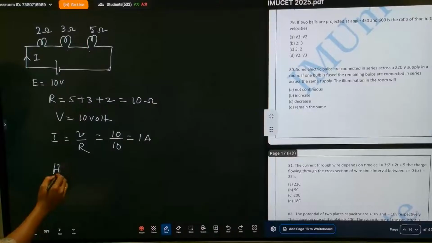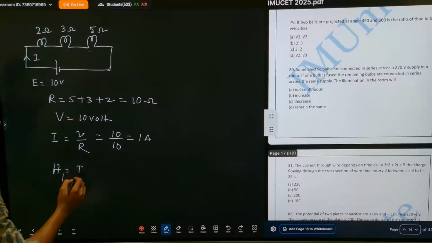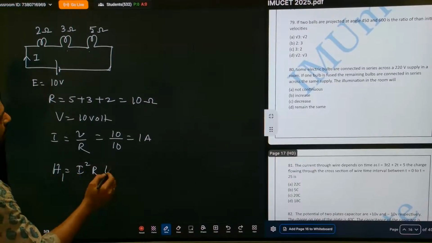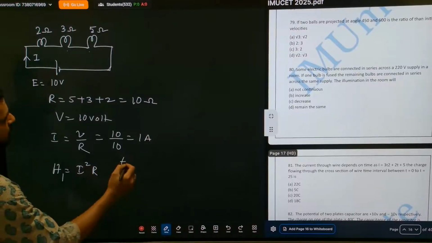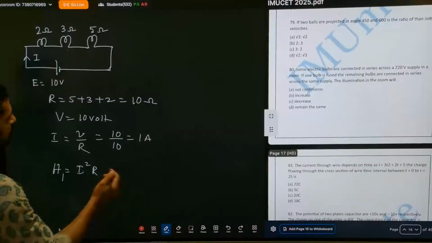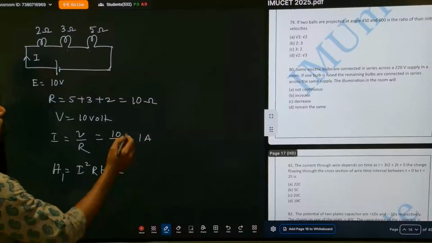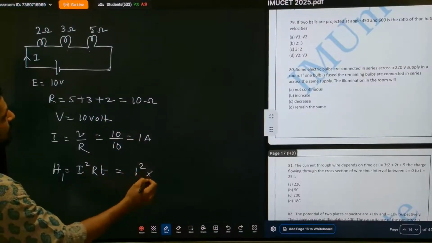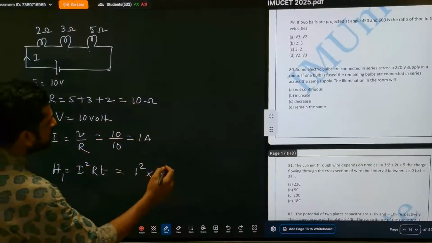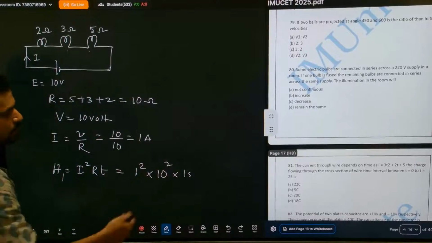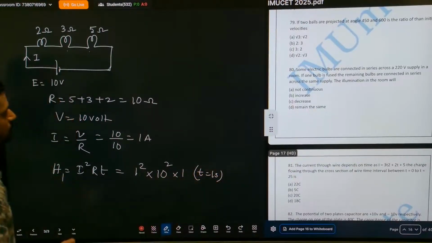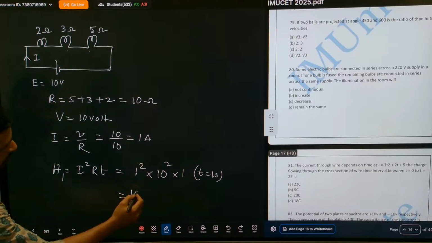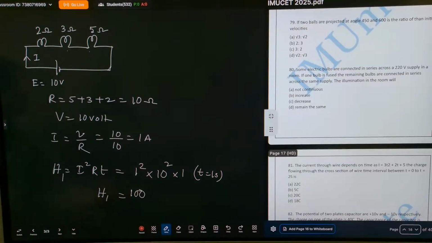So let's say heat produced, how much will it be? I square R T. Let's say T is 1 second or anything. So if T is 1 second, this is R T. I square means 1 square, R square means 10 square. Let's say T is 1 second. What do you get? 100. H1 is 100. We'll look at this.